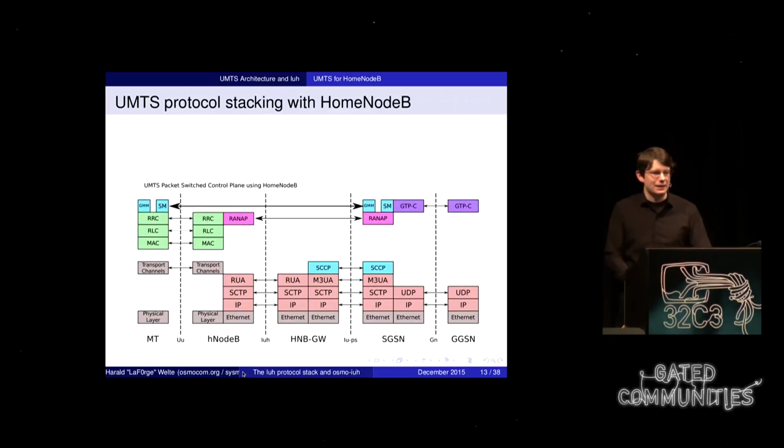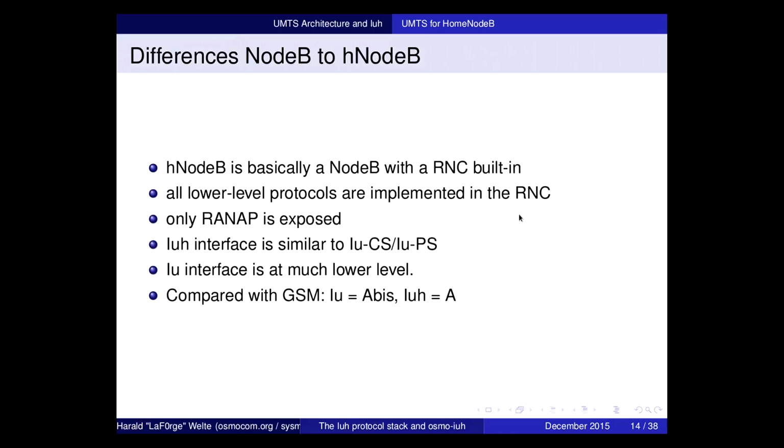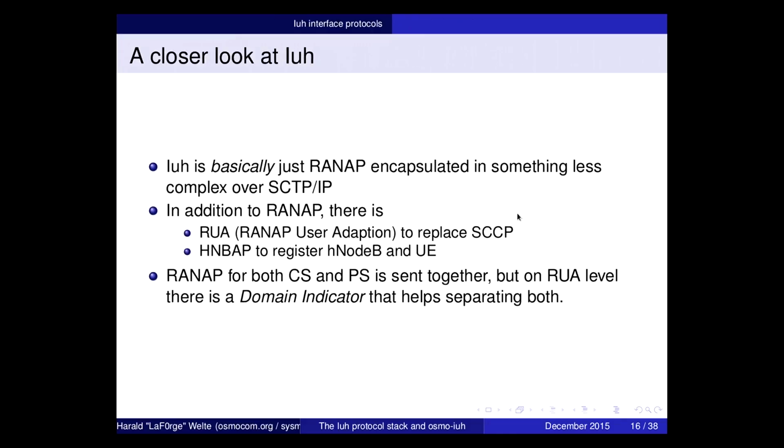So the protocol stacking now looks a little bit like this. We have the home node B, and the home node B gateway, and then our core network elements already. So the SGSN and the GGSN, if you've looked at GSM or GPRS in the past, the software that exists today and for many years in the Osmocom project, we have implementations of those. What we're missing is the home node B gateway, and all the fancy new protocols here and some modifications. So, what do we need to do to actually implement this Iuh protocol?